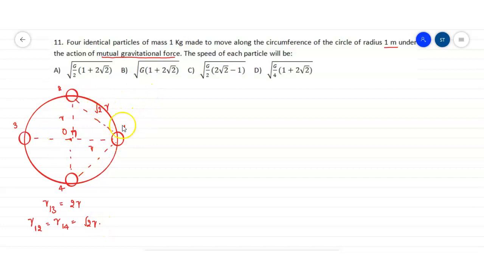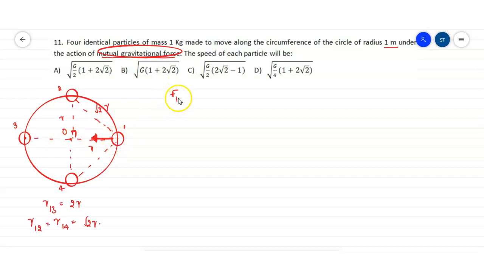Now, when particles are moving in circular motion, there should be some centripetal force which is the reason for the circular motion. In this case, the mutual gravitational force is going to provide the required centripetal force. So let us calculate how much gravitational force is going to act in this radial direction. The force between 1 and 3 will be along the radial direction, along the line joining the centers of the particles.